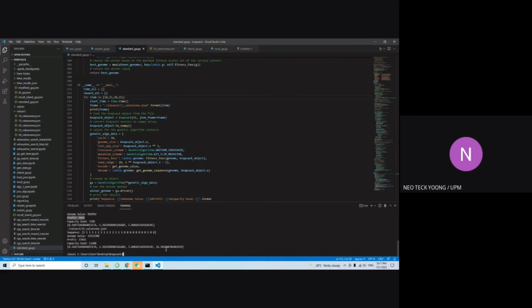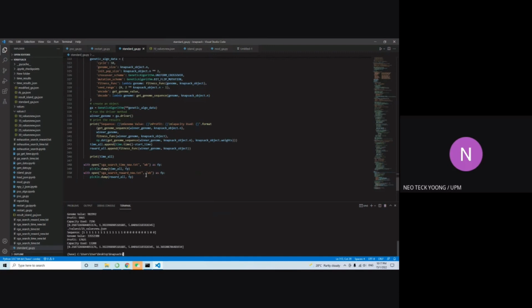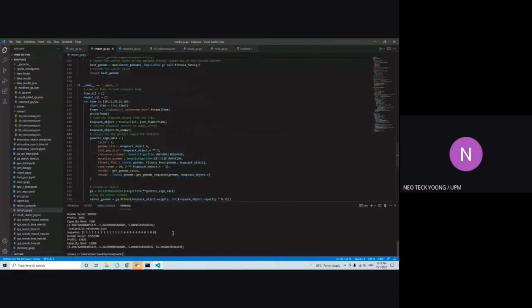Right, it's ready, run all 4. Here the values will be saved in this text file, and the rewards will also be saved for each of the iterations. It's the same as the restart GA. Let's go to restart GA.